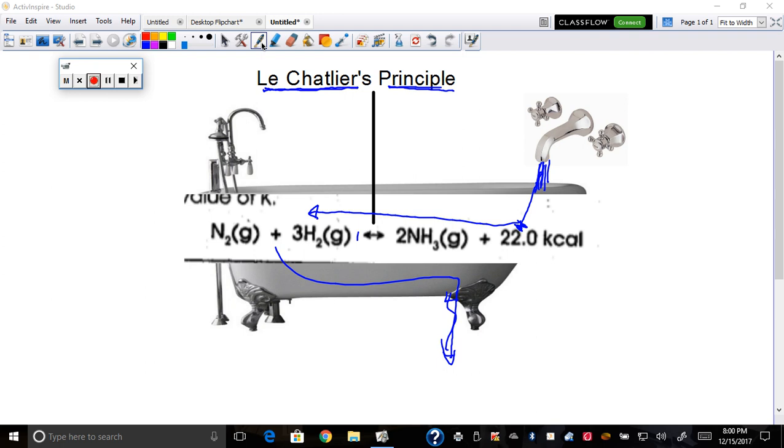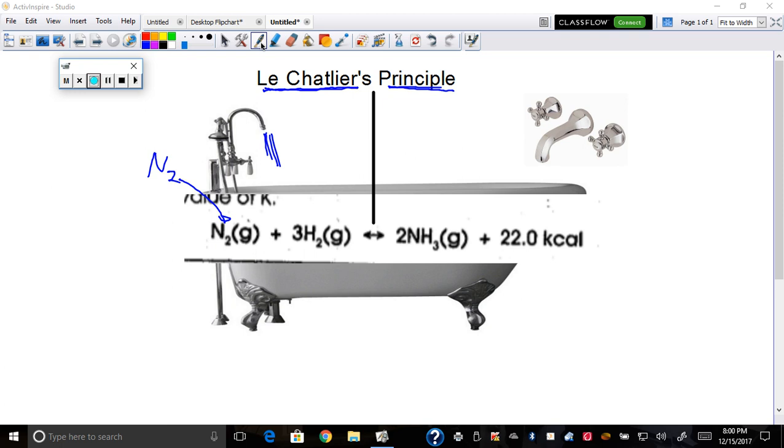So how does this apply to chemistry? Well, whatever you do to one side, it's going to react opposite. If you add more nitrogen into this reaction, it's the same concept as if you turn this faucet on. So what's going to happen is the equilibrium, back and forth arrows, is going to shift to the right because you added something onto the left.